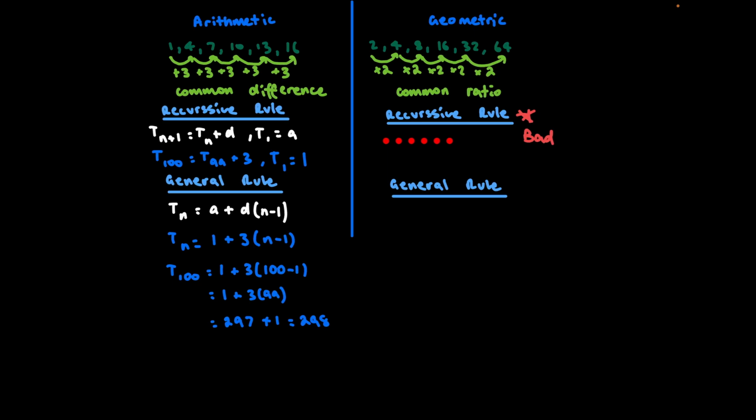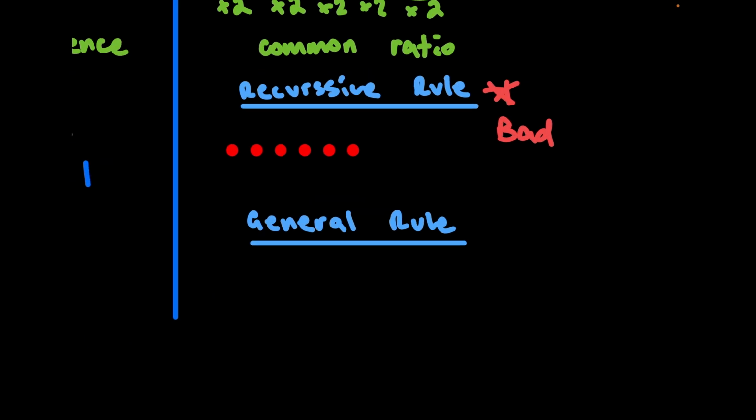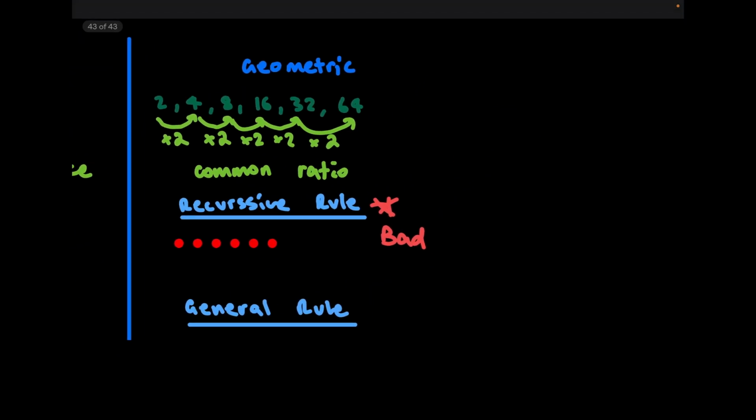Now what about geometric sequences? Again, the only difference between the geometric recursive and general rule is the fact that for the recursive rule, if we wanted, let's say, the 100th term, we would need to know all previous successive terms before it, such as 99, 98, 97, etc. You get the idea. So for a recursive rule for a geometric sequence, the rule goes as follows. Tn plus 1, the next term in a sequence, is simply the same as the current term times the common ratio, where T1 is equal to a.